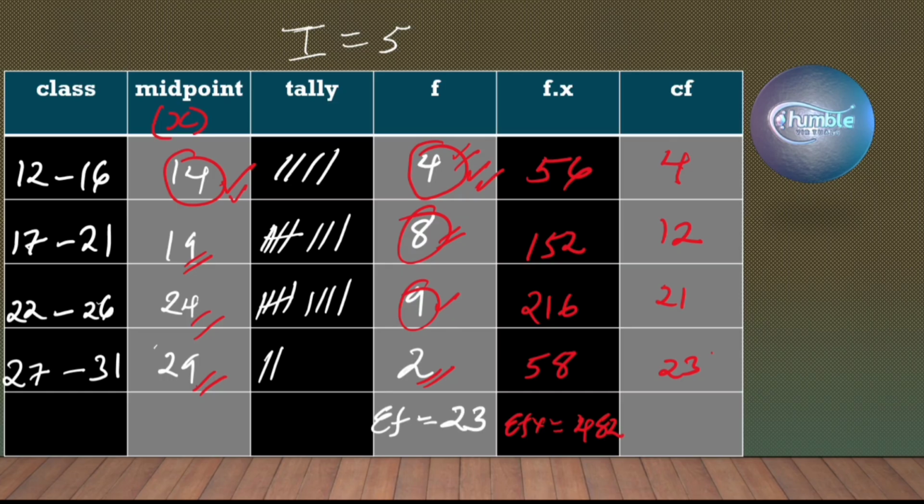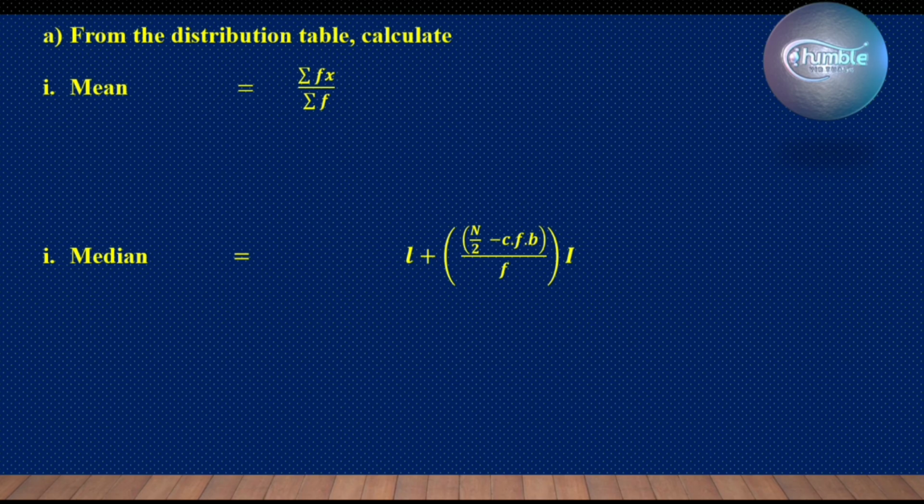So by that, we are done working out the frequency distribution table, and we can now answer questions relating to the frequency distribution table that we have just constructed. Now, we're told that from the distribution table, calculate the mean, and already we have been given the formula here. Mean is summation of f of x over summation of f. The total sum of the f of x column divided by the sum of the frequency column. Already we have those particular values.